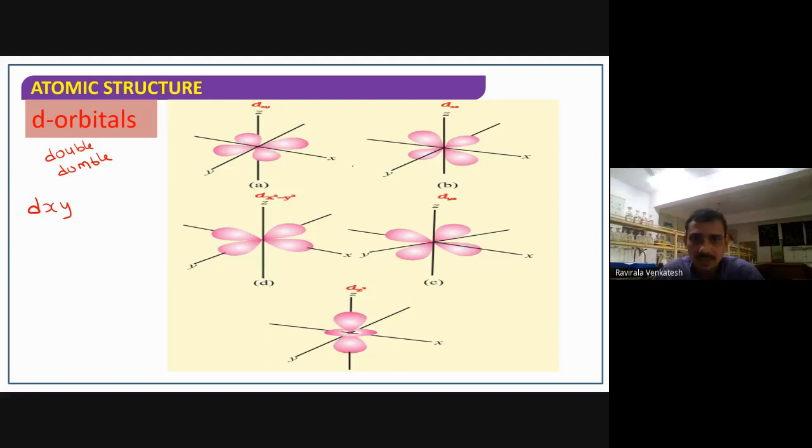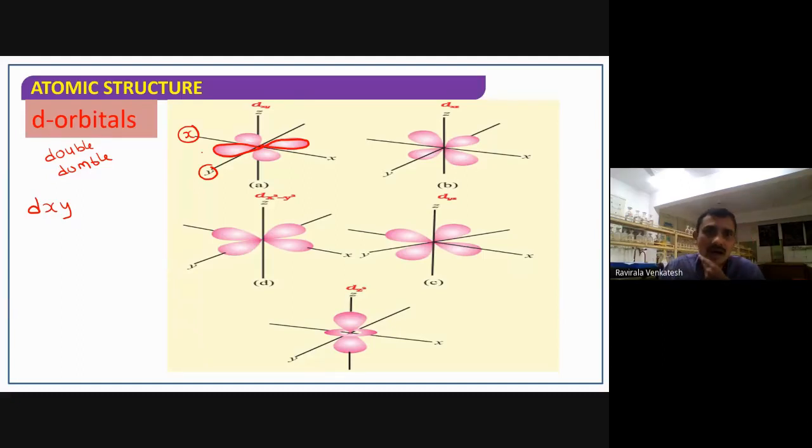Let me see where the x and y are. The x orbital is here and the y orbital is here. Now between the x and y, draw a dumbbell shape like this. One dumbbell is complete. Next, the double dumbbell.